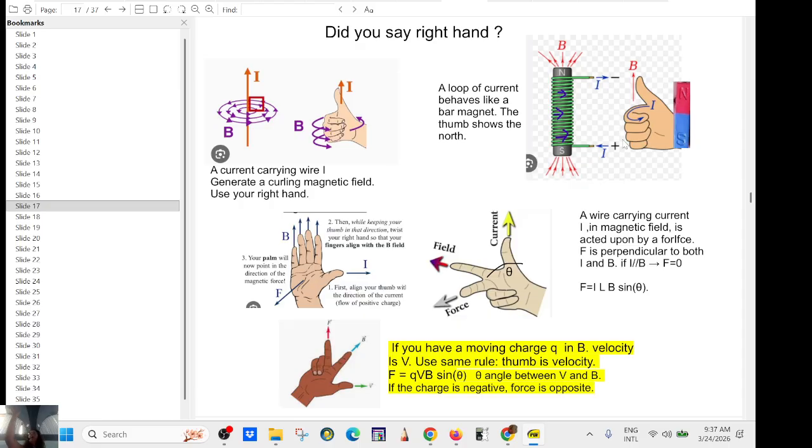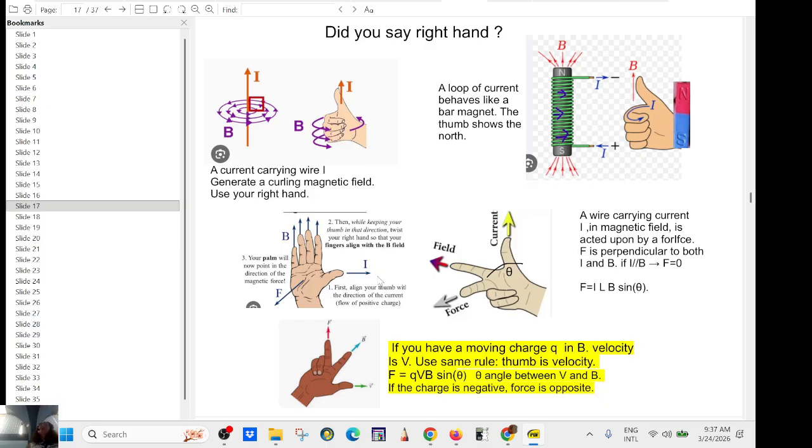Each time you have loops of current, you take your fingers, these are the loops. The thumb will show you the north. It's behaving like a bar magnet. That will be the north, here will be the south. And then you have the magnetic force that applies to current or to positive particles moving. If the positive particle is moving this way and the magnetic field is pointing that way, the force will come out of your palm.